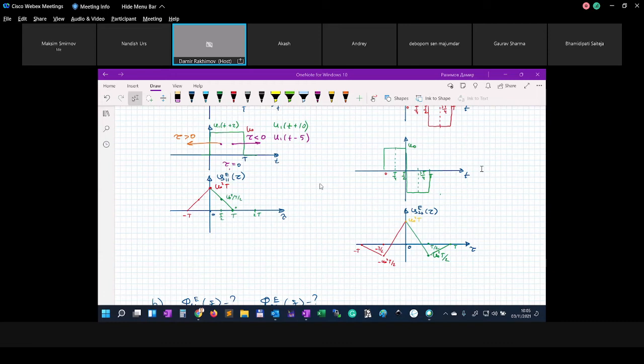We simply cut one period and consider the periodic signal within one period. Here we have only one pulse. If you integrate, you will get just finite energy. As far as it's finite, we call this signal an energy signal.